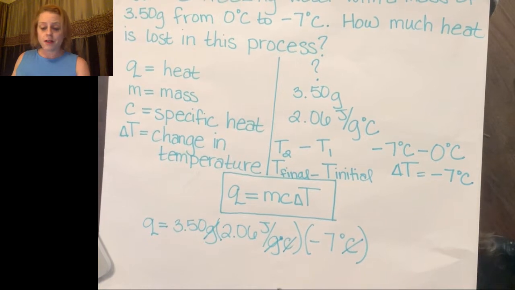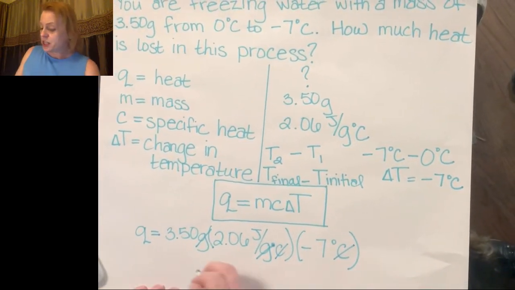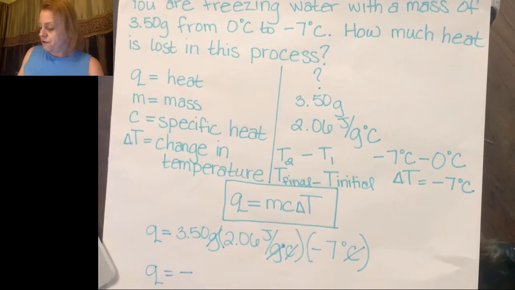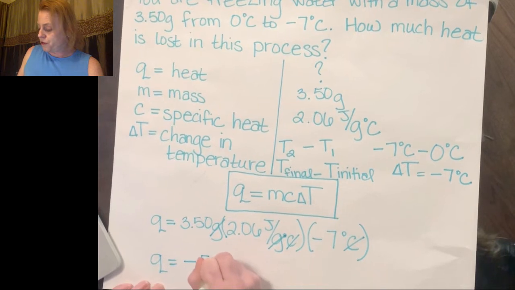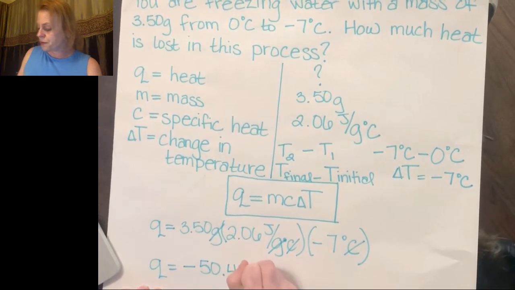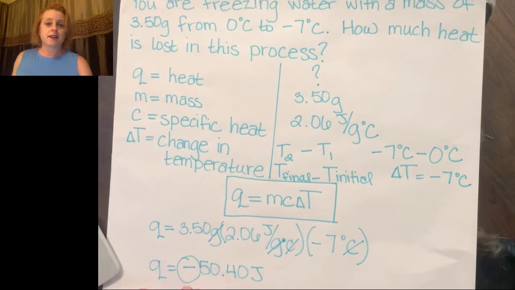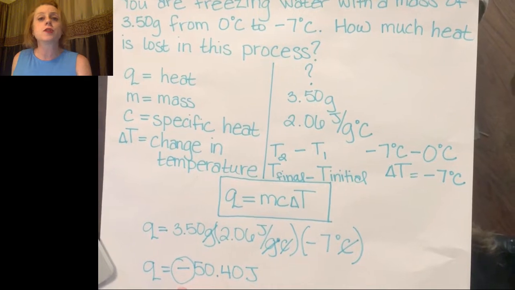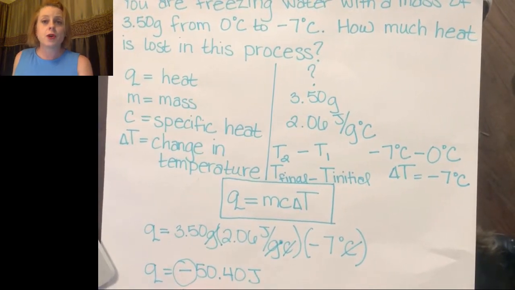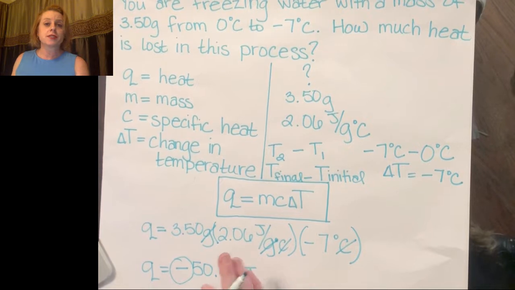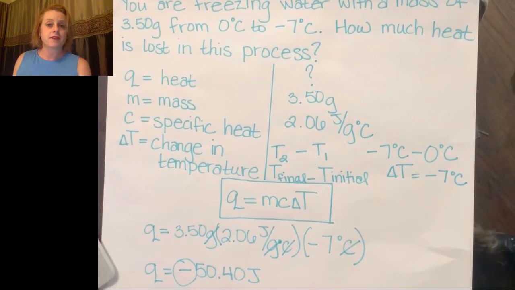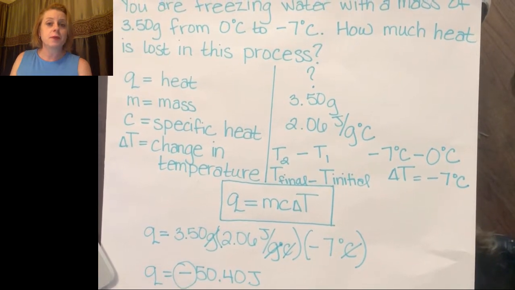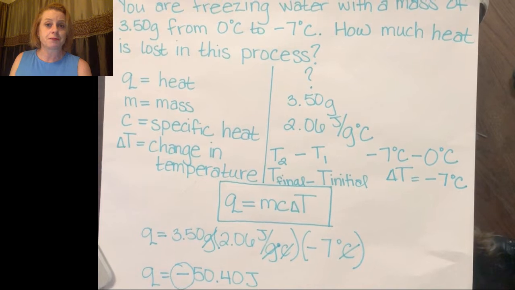So when I multiply all of this out, I get Q equals -50.40 joules. Now notice my Q is negative. That means this is an exothermic reaction. It is giving off heat. It is losing heat. So if this is an exothermic reaction that is losing heat, my Q is going to be negative. On the flip side, if my reaction were actually gaining heat, Q would be positive. That would be an endothermic reaction.